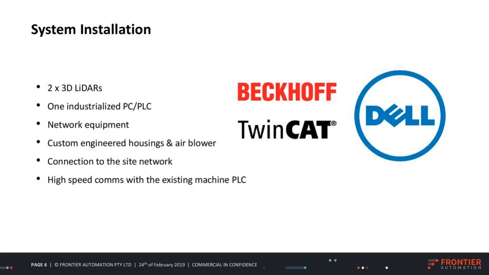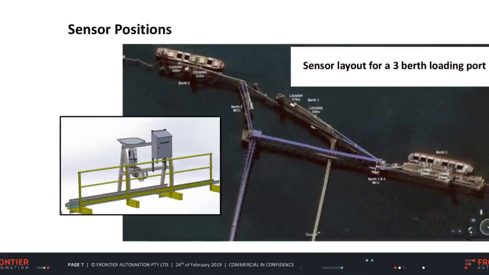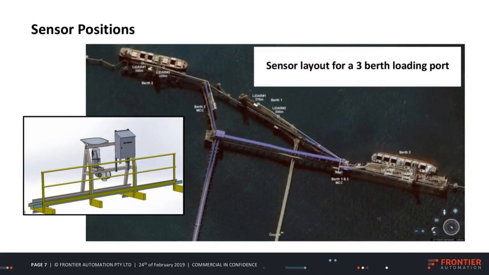All our systems are industrialized, PLC-based, with 2 LiDAR systems and a whole heap of electronic equipment around them. Let me give you an example of what the installation looks like. There's typically 2 sensors, and you can see a CAD model there showing what's involved, and they're installed at each of the berths, and you can see that in the photo on the right where the systems sit typically.